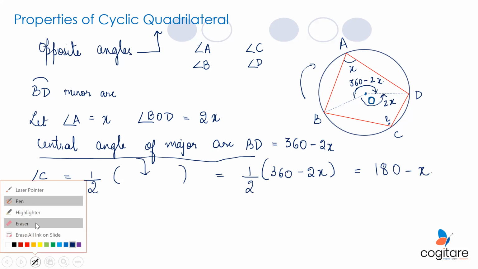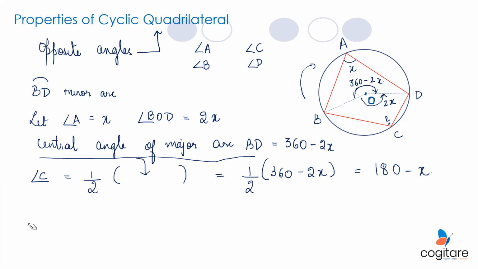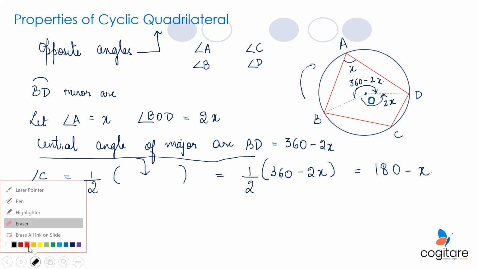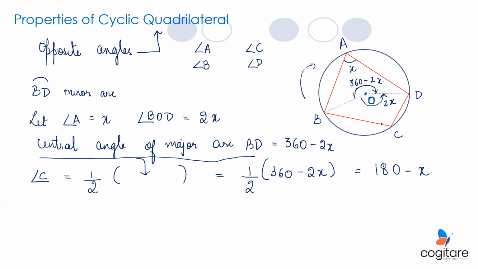Are we clear with this, folks? So all we did was we started with one angle, which is angle A, and we looked at the major arc and the minor arc and their central angles, and we applied one fact, which is the angle subtended by an arc at the center is twice the angle subtended by the same arc anywhere else. So from this, we now know that this angle is 180 minus x.